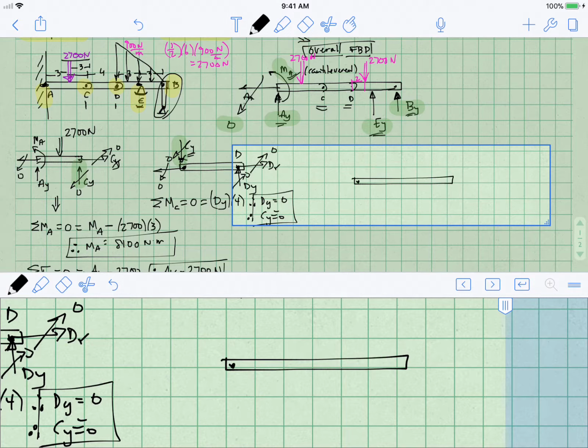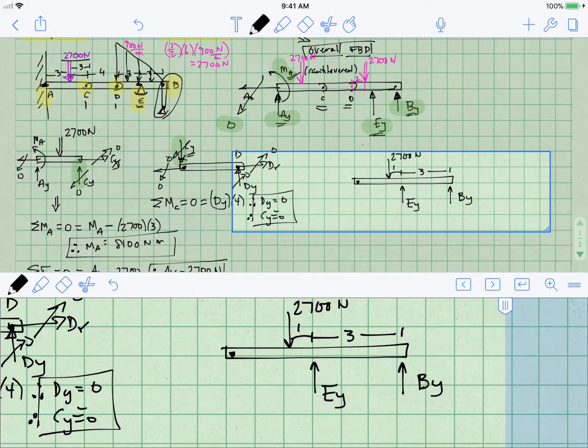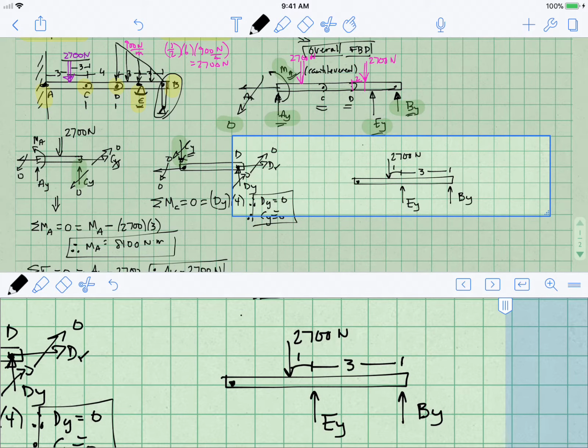So here I am at D, and we decided that Dx and Dy were 0, so I'm not even going to draw them. We have this force from the rocker, and we have this force from the pin. We have the load of 2,700 newtons, located at distance 1 from Ey, and this distance is 3. And we're not forgetting anything, so this looks pretty good. We've got two unknowns, and we've got 2 equations to apply.